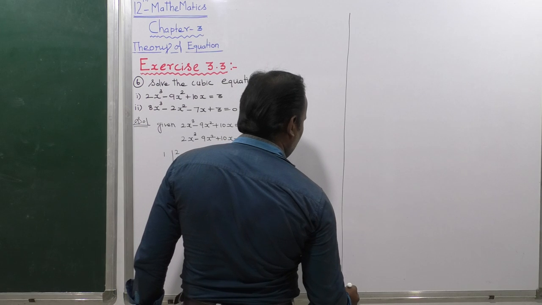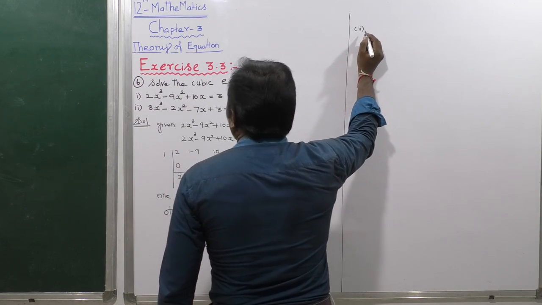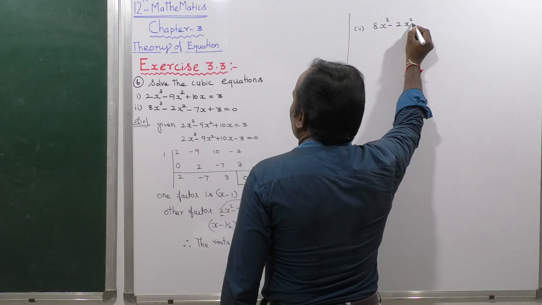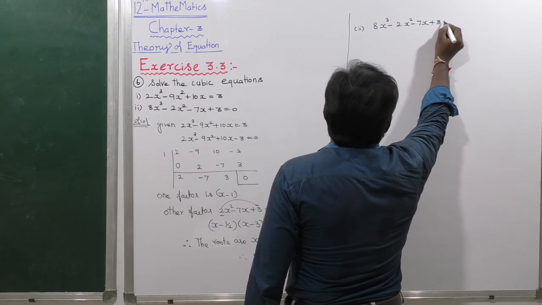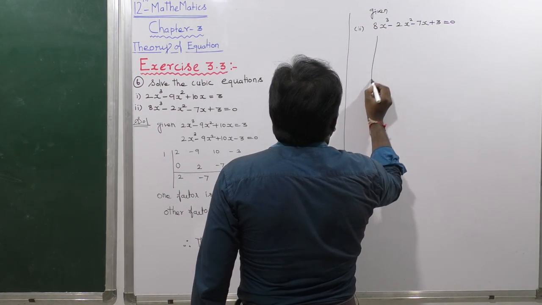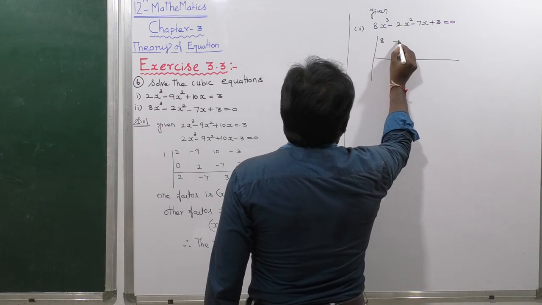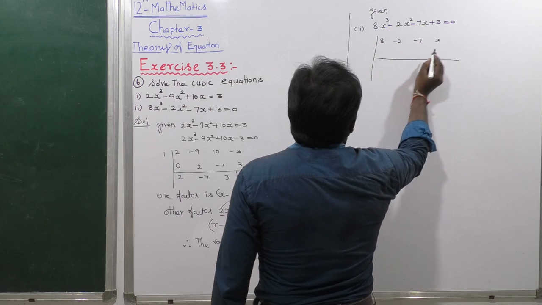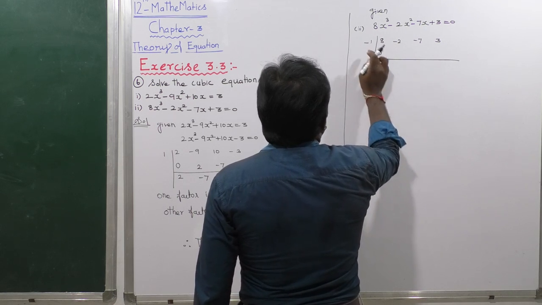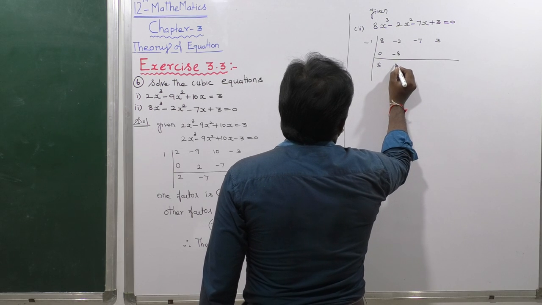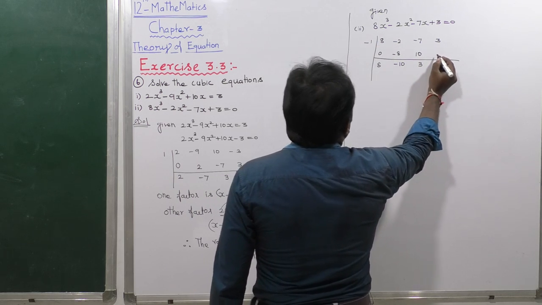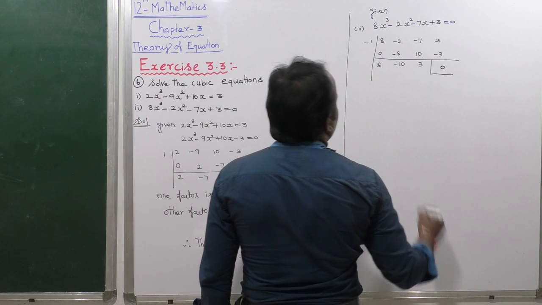The next one, second subdivision: 8x^3, next one minus 2x^2 minus 7x plus 3 is equal to 0. So this is also the same method. The given coefficients: 8, minus 2, minus 7, this one 3, for x cube, x square, x, constant. By using minus 1, 0, 8, 8 into minus 1 is equal to minus 8, this one minus 10, minus into minus plus 10, this one 3, 3 into minus 1 is equal to minus 3. So plus 3 minus 3 cancel.